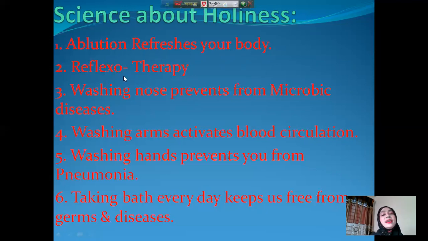Okay, then in the second, you see we are getting one therapy's name, that is reflexotherapy. People are going to China and Thailand, and they are spending lots of money for taking this therapy. But you know that Allah Subhanahu wa Ta'ala is giving this therapy freely. Science is telling that if we follow the rules of ablution properly, at that time we will get reflexotherapy freely. So just say Alhamdulillah.